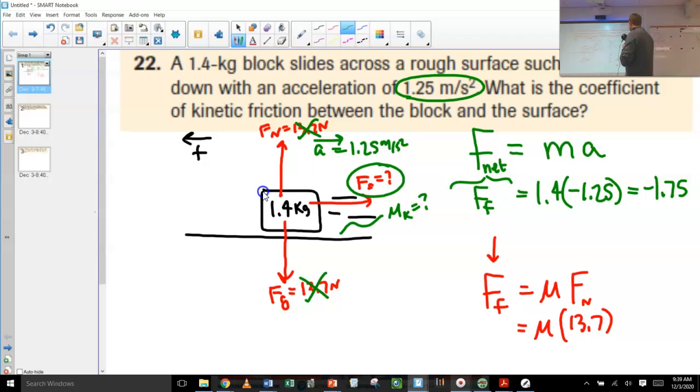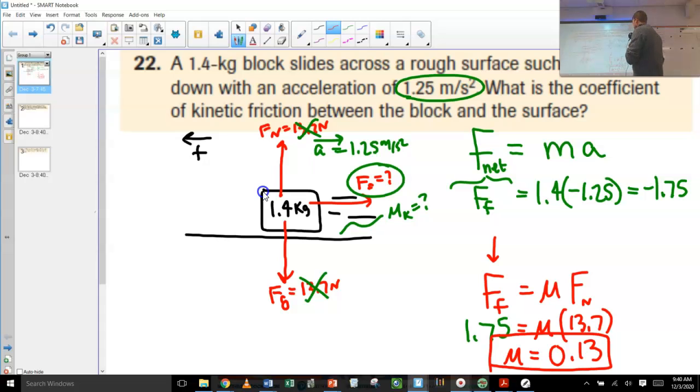So this force of friction, throw it down here. Why did I just change that to positive? Because the coefficient of friction can never be negative. So when I solve for my coefficient now, I get 1.75 divided by 13.7, and you get 0.13. Now I just made that positive because that's legal. Even though it's supposedly negative, my coefficient of friction isn't going to be a negative number.